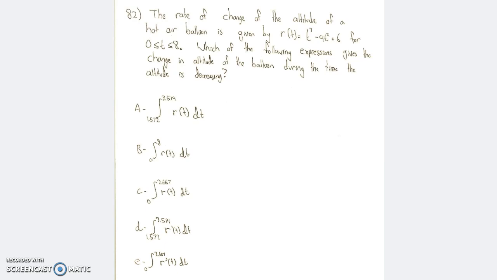Right now we know that r of t represents the rate of change of a hot air balloon on the interval of 0 to 8, and we're using an integral to find what the change in altitude is during the time in which it's decreasing.